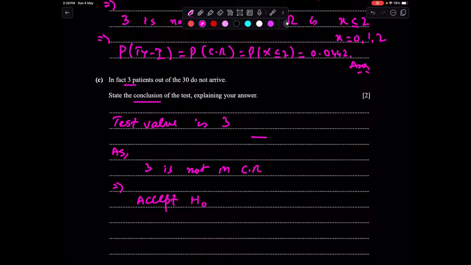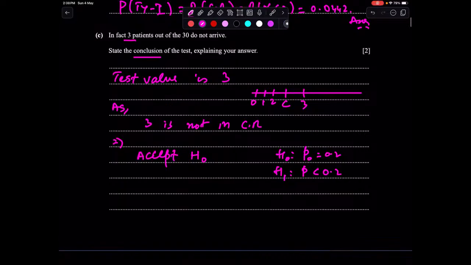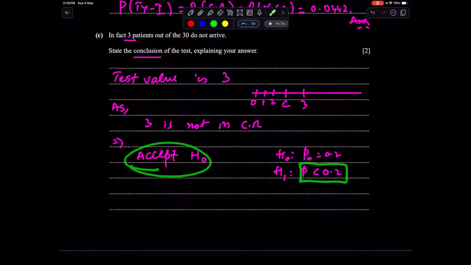This is the critical region. 1, 2 and 3 is here. So 3 is not in critical, so accept H0. And what was H0? H0 was P is 0.2. And H1 was P is less than 0.2. Now you have to conclude this. You have two options. Number 1, you can say accept H0 means insufficient evidence to conclude that P is less than 0.2.